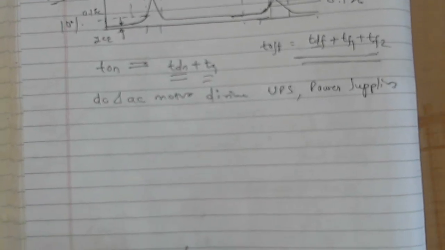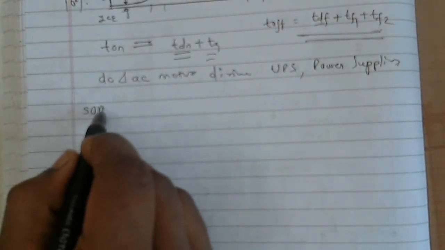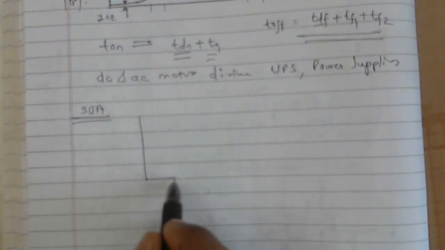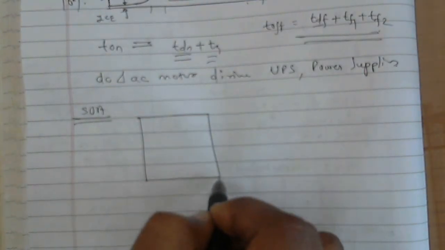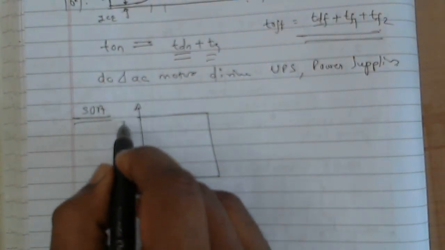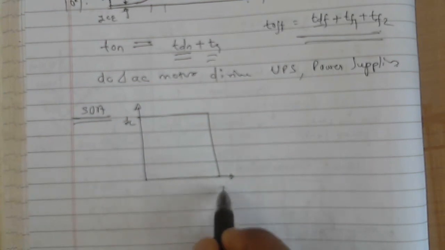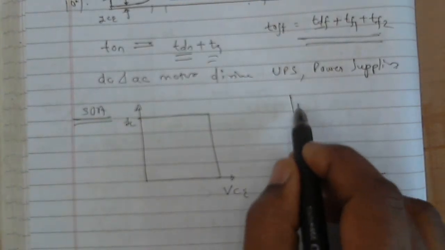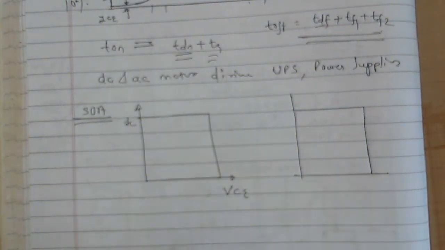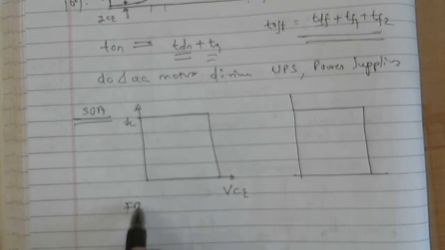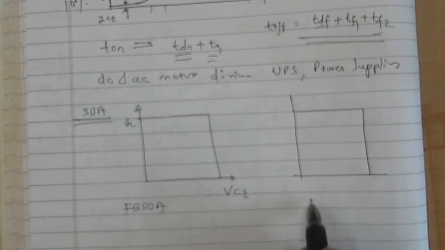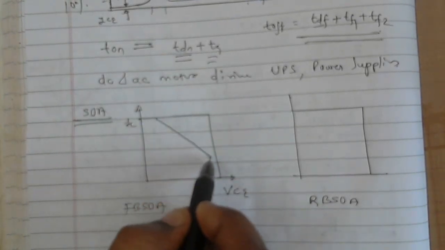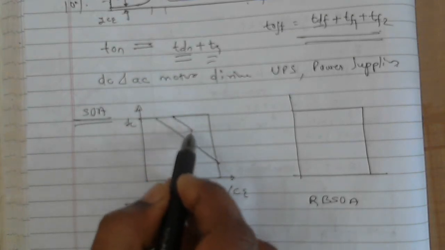And now an important point of IGBT is the safe operating area. Now you people can easily understand the safe operating area diagram. I will draw it. This is IC, this is VC. This diagram or safe operating area is different for two different things. One is the forward bias safe operating area like BJT. This is the reverse bias safe operating area. So here this is the actual characteristics for pulsed operation.